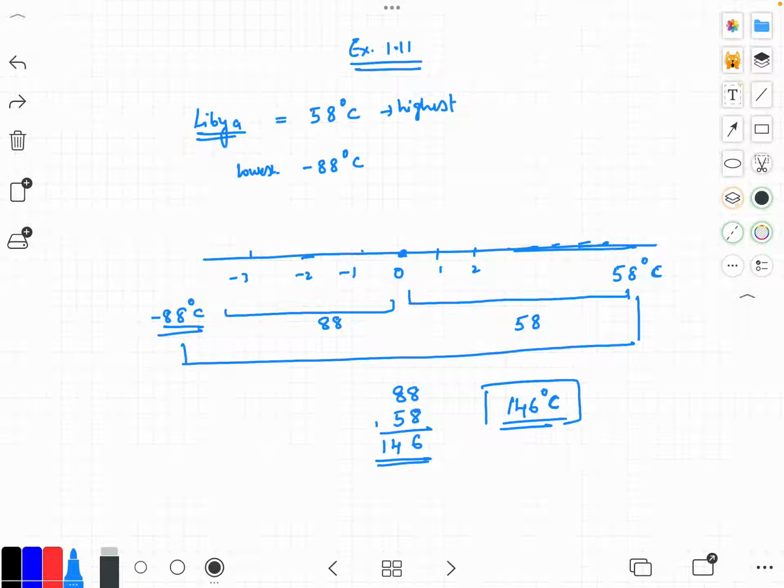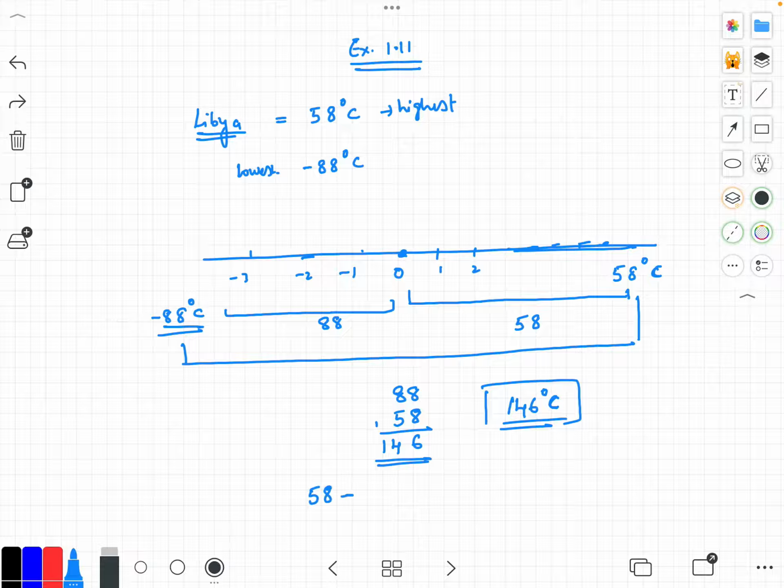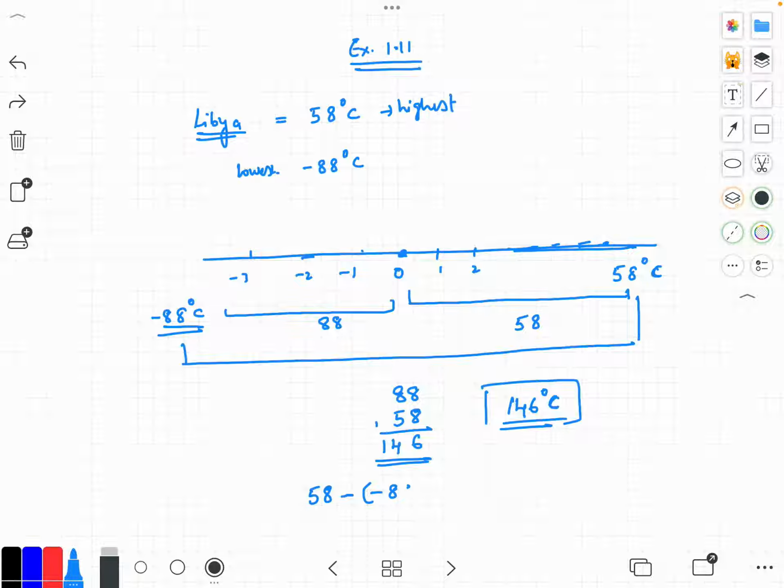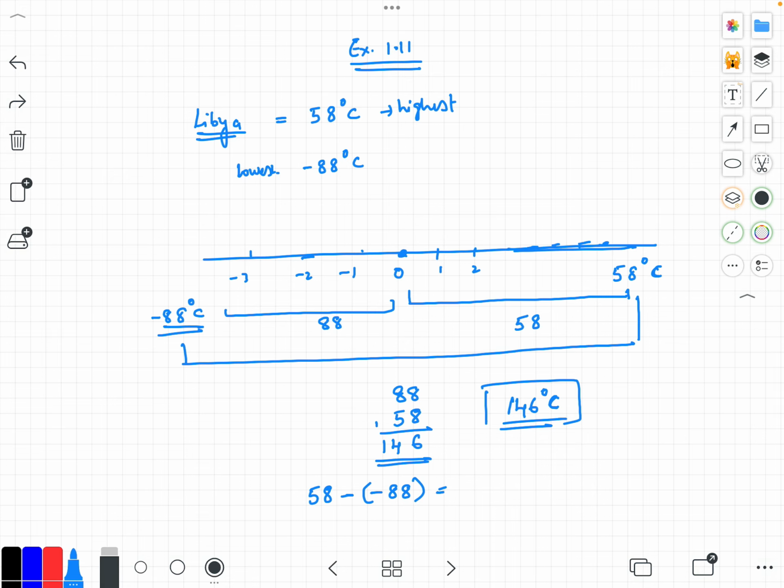So in a simple way we can directly do 58 minus of minus 88. So minus of minus will give you plus. So 146. So the temperature difference is 146. This is how you solve this.